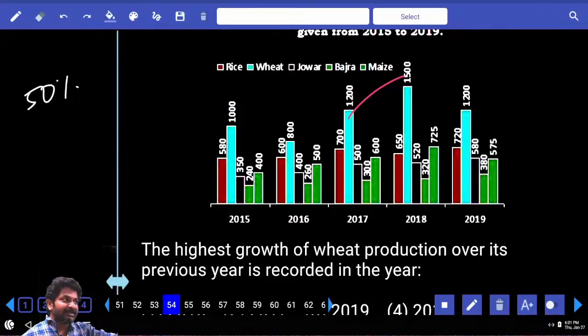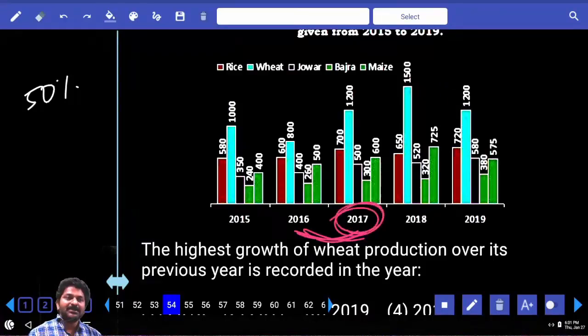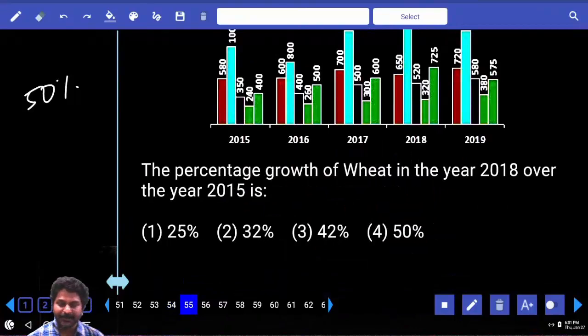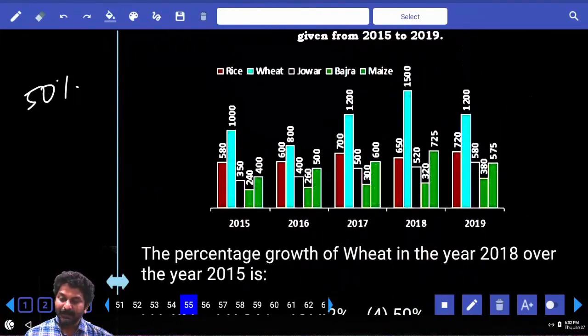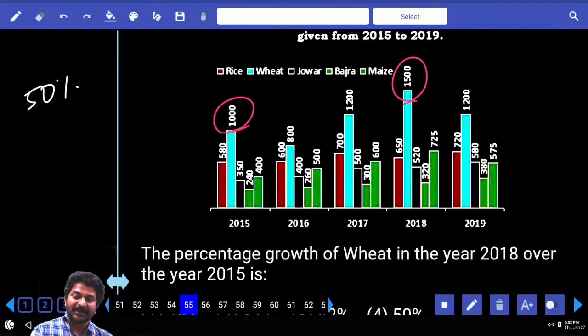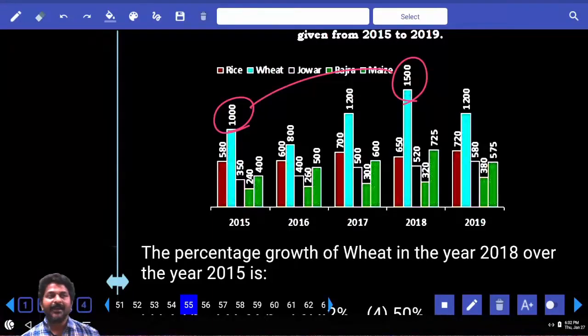As we are expecting the highest value, we don't have to consider that. 1500 becomes 1200. Again, it decreased, so we don't have to consider it. So the highest value increase is here. In which year? 2017. Increase or decrease must always be calculated on previous years. 2017, second option. The percentage growth of wheat in the year 2018 over 2015. Wheat, the same, right? Second one. 2018, it is 1500. With respect to 1000, increased. How much increased? 500. With respect to 1000, it is exactly 50%.